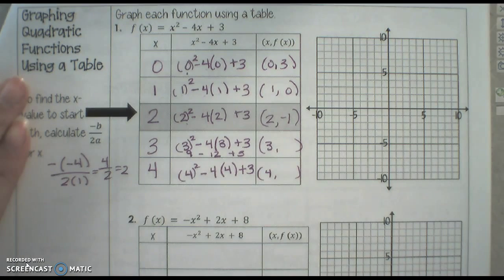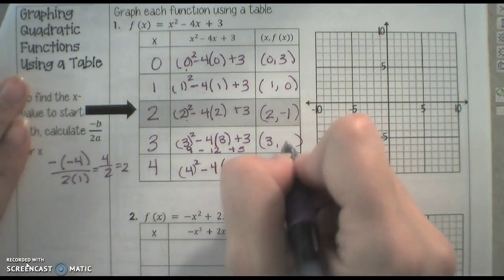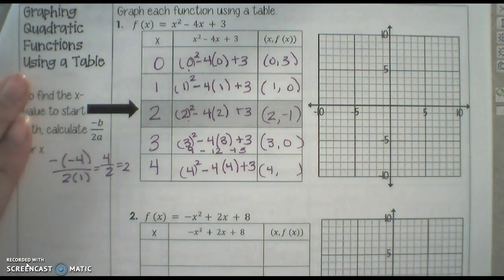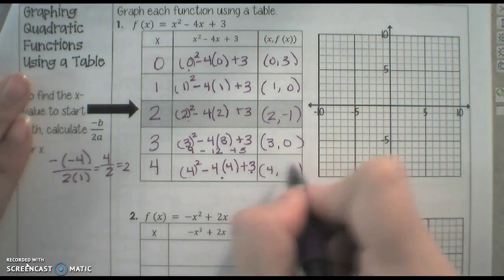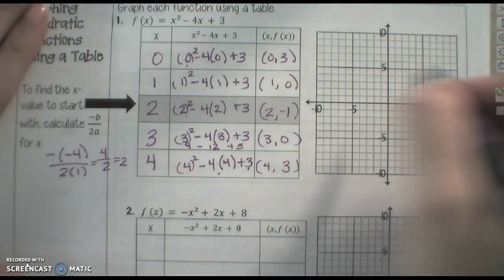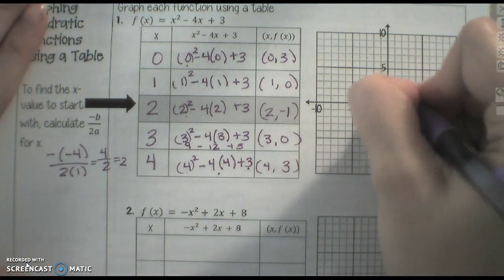So that's going to be negative 3 plus 3, which is 0, and then 16 minus 16, which is 0, plus 3, which is 3. So now we can plot these points. Go to 0, 3, put a dot.